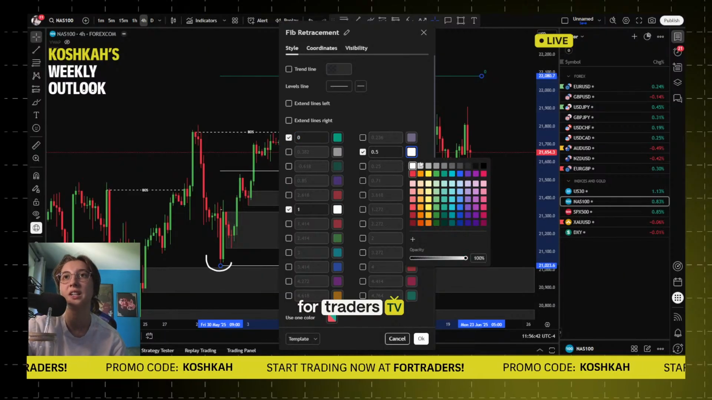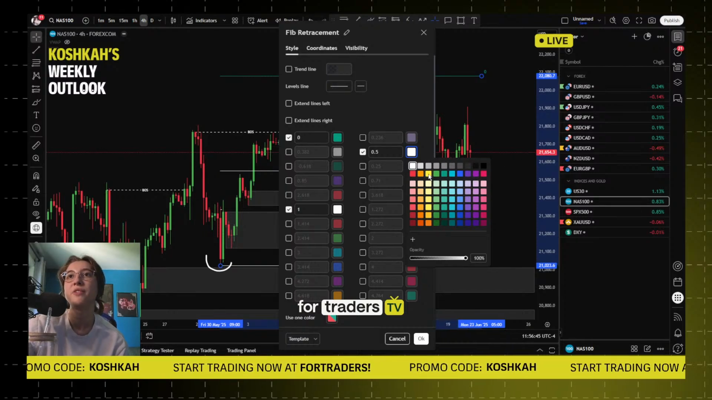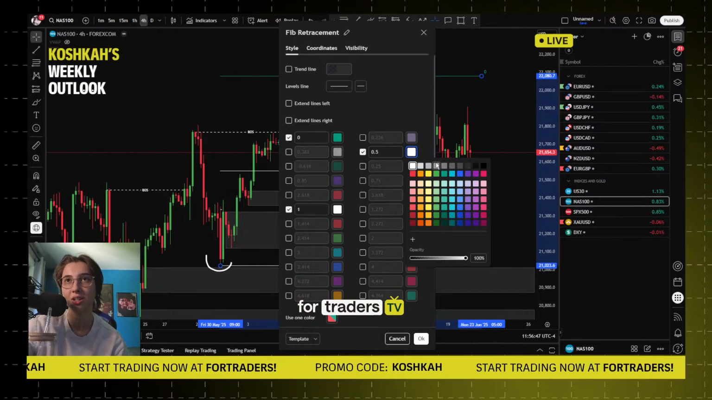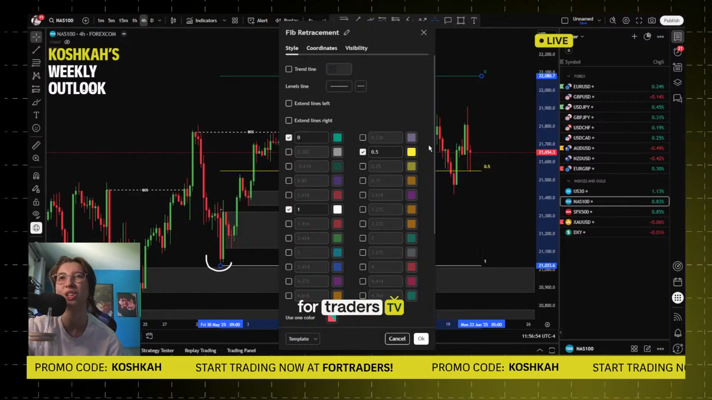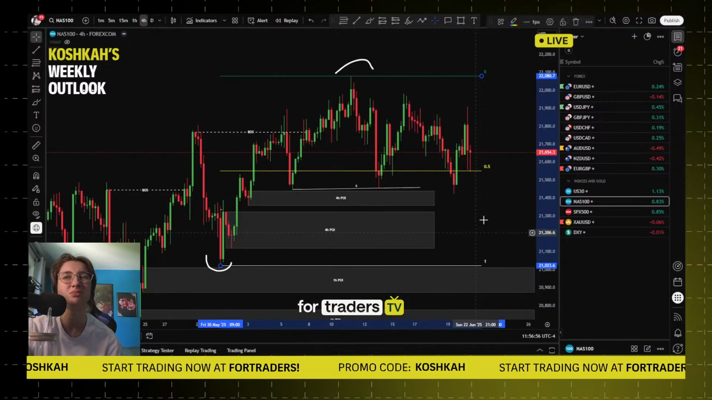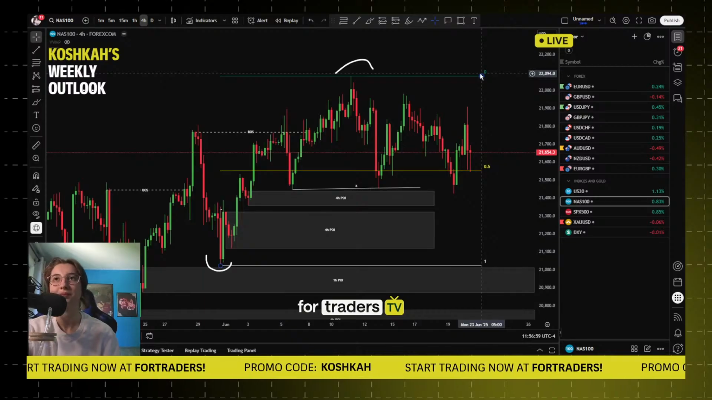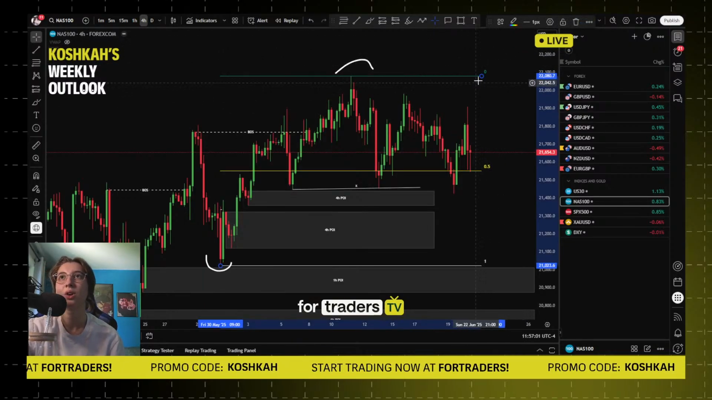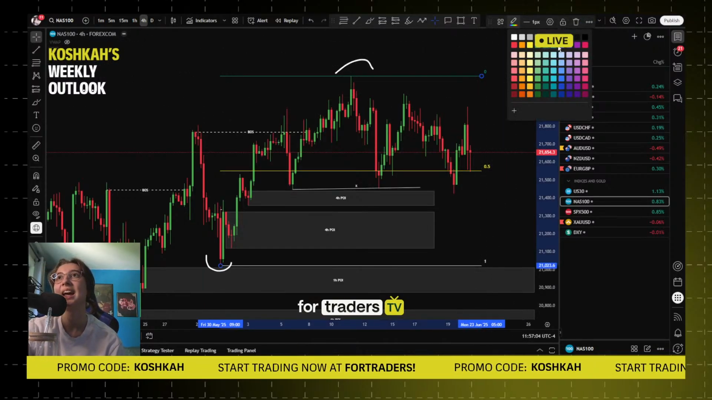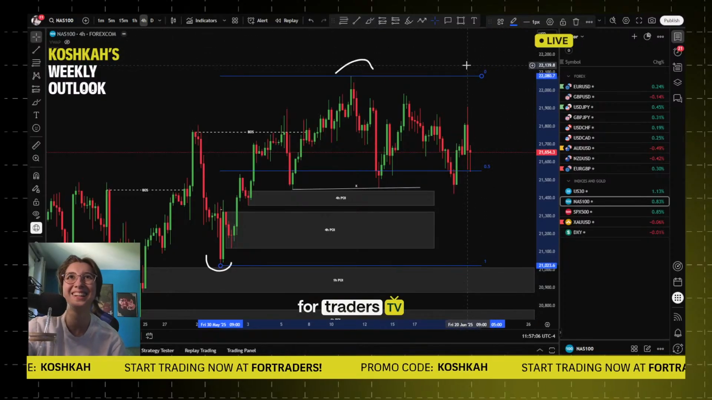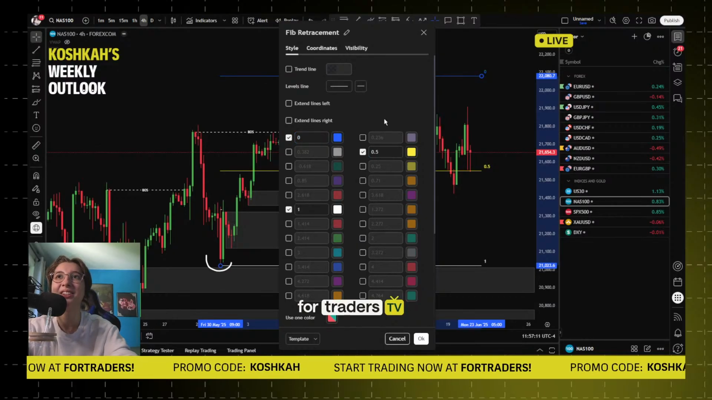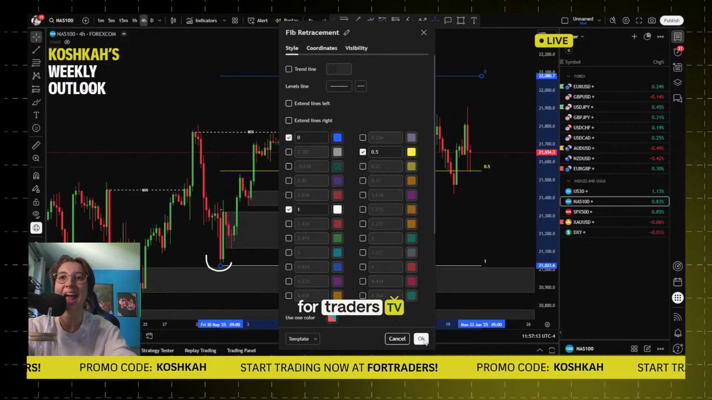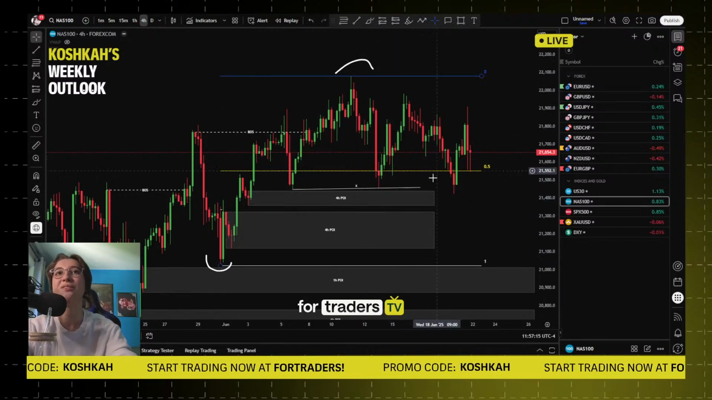I just don't like the fact that my 0.5 is the same color as my chart. So let me just change the color of my 0.5 to make it prettier. Let's make it yellow. Okay. So I want this to be... okay, perfect. Pretty Fibonacci.